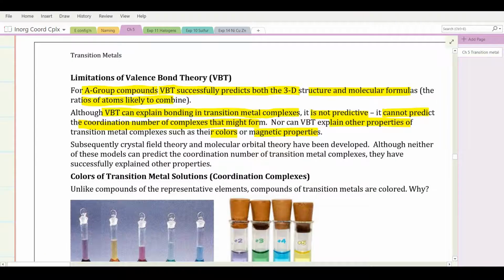As a result, other bonding theories have been developed. There's crystal field theory and molecular orbital theory. And these have their limitations, but they are more predictive, more powerful than valence bond theory. So we're going to go ahead and talk about crystal field theory in this course. I won't get into molecular orbital theory. You'll cover some of that in a later organic course, and if you go on in university and take inorganic chemistry, they'll go into greater detail.